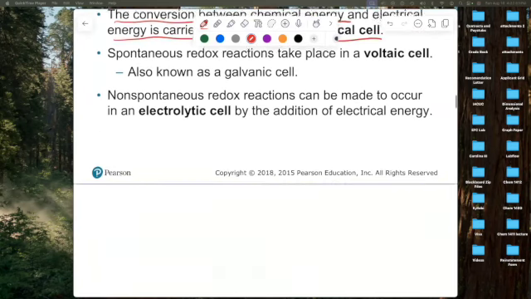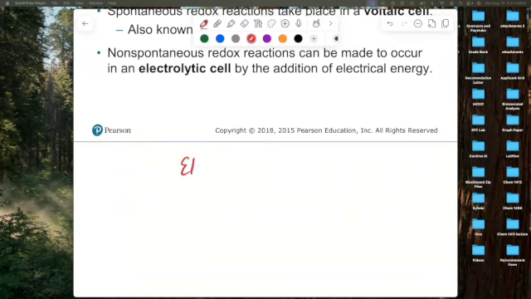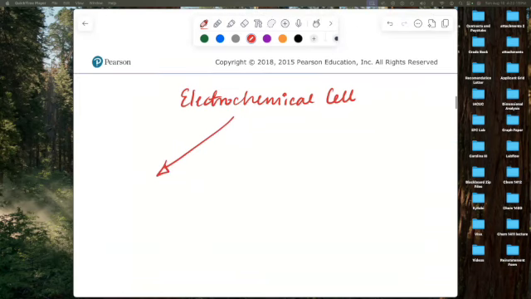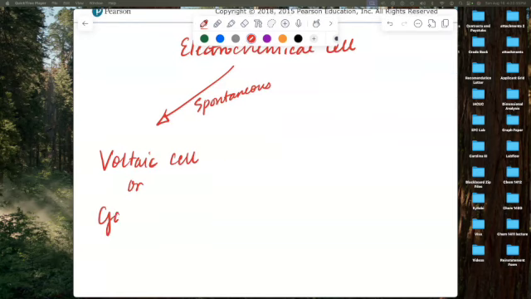Okay, so let me take a little detour here. We have the electrochemical cell, and you have two main types. So you have the one that is undergoing a spontaneous reaction. So I'm going to call this spontaneous. And with this one here, at least in the lab, it has two names. It is called either a voltaic cell, which is the more common name, and the other term used to describe it is a galvanic cell.